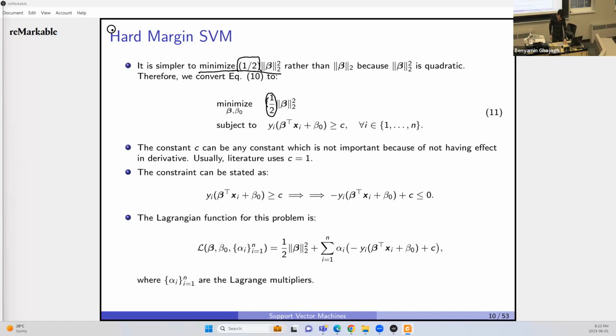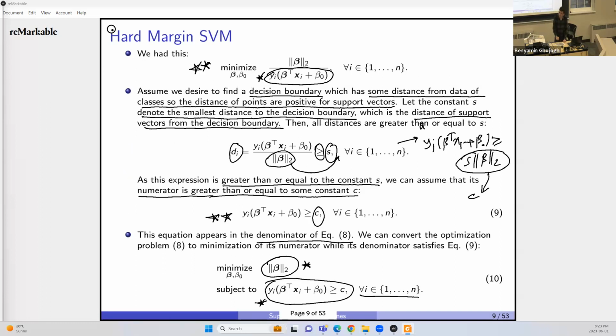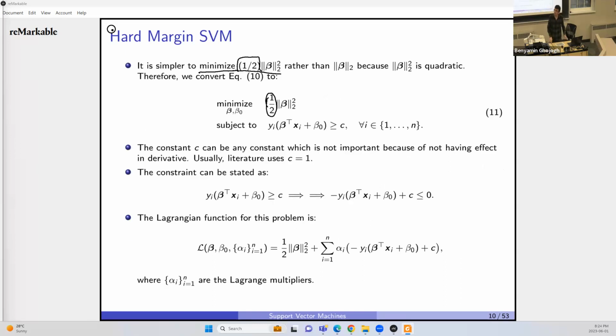So do you remember what we were minimizing? L2 norm, right? L2 norm of beta. Is L2 norm of beta convex? It is not. A squared L2 norm is convex. A squared L2 norm is quadratic. A squared L2 norm of beta is equal to beta transpose beta, which is like a bowl. And I know the larger the L2 norm of beta, the larger the squared L2 norm of beta. Therefore, I replace L2 norm of beta by a squared L2 norm of beta, but I also multiply by half.